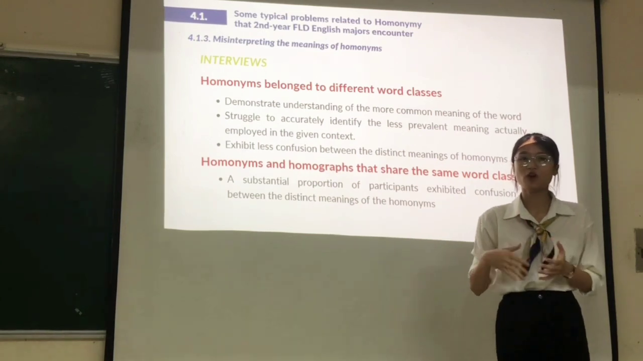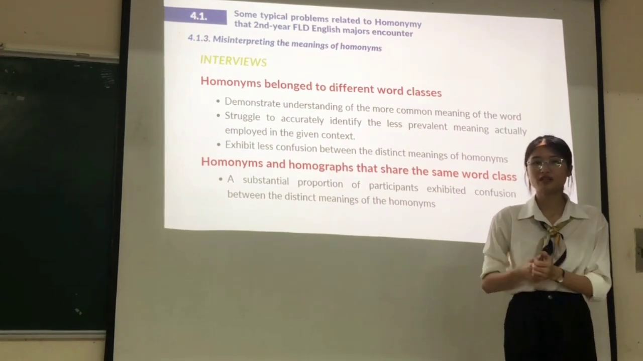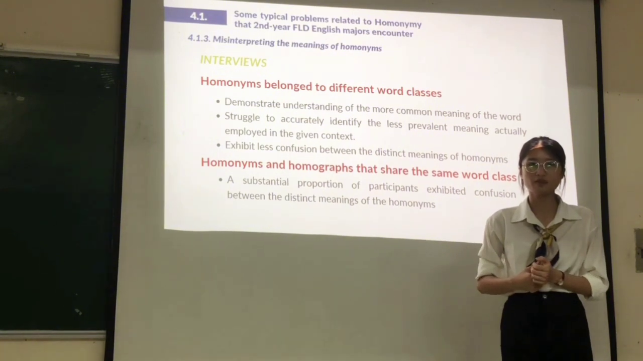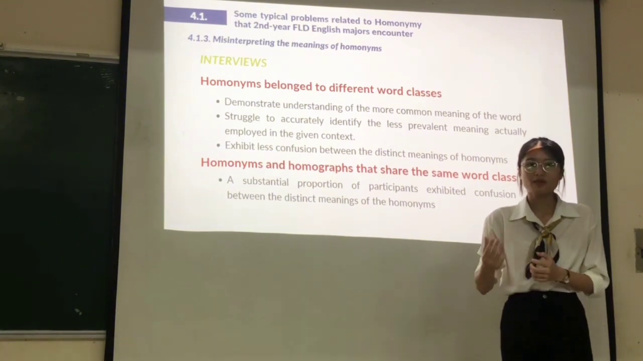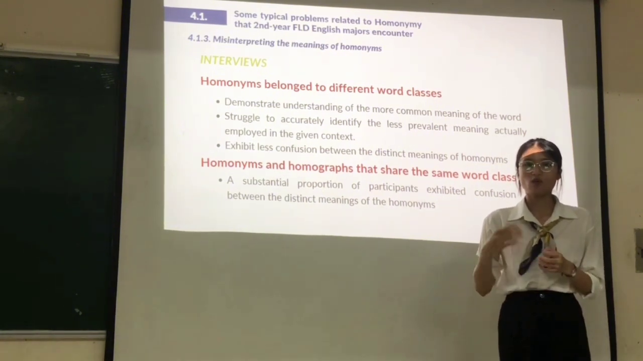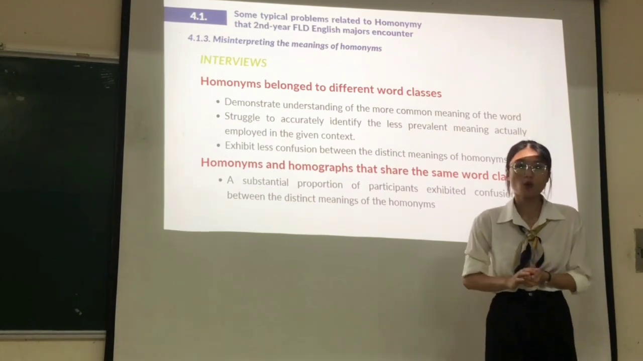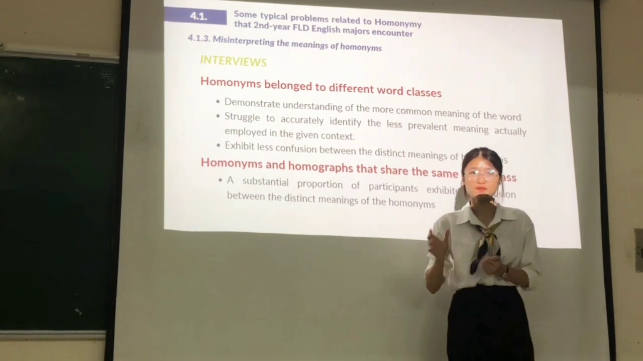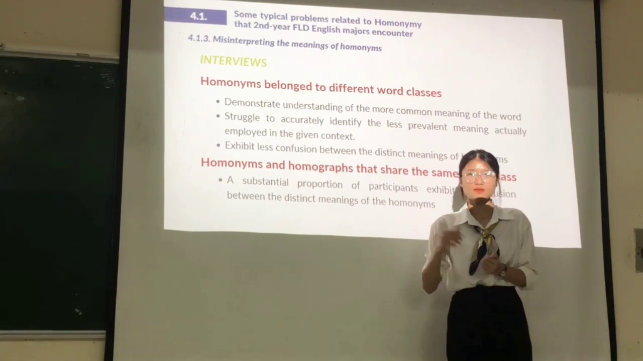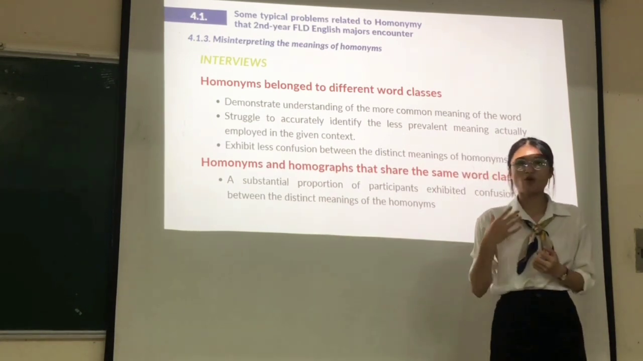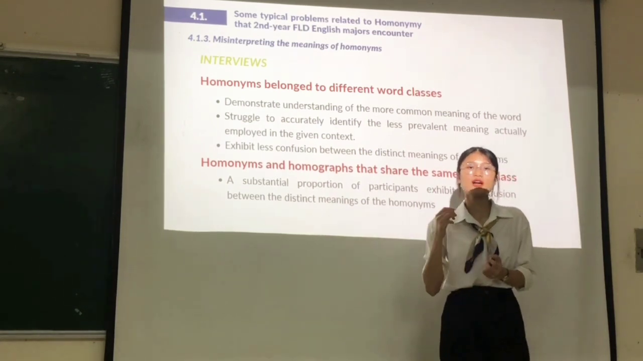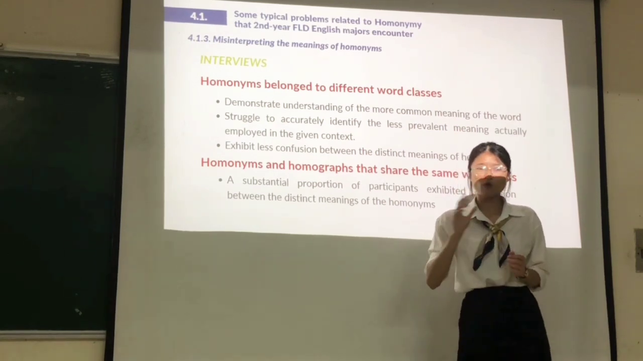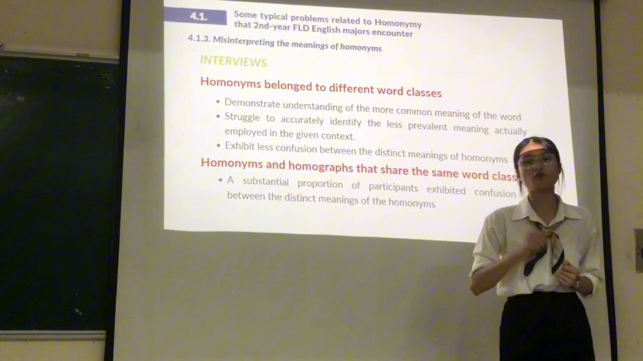The participants also exhibited less confusion between the distinct meanings of the homonyms. In the case of homonyms that share the same word class, a substantial proportion of the participants exhibited confusion between the distinct meanings of the homonyms. Problems that I mentioned above make it difficult for students to evaluate vocab and English skills. So what poses those problems and how to overcome them?